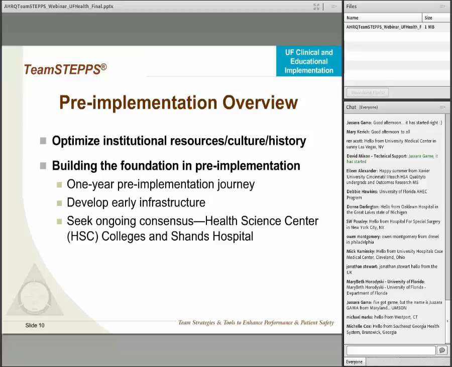Toward that end, any implementation review or overview of what we're talking about would have to include optimizing, obviously, the resources we have, which are considerable, and our own culture and history here, both with the colleges of the Health Science Center and the Academic Medical Center.